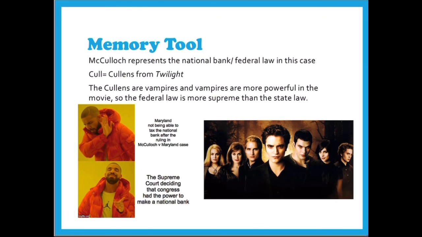So a fun way you can remember this case is to remember that McCulloch represents the national bank, or the federal law in this case. And obviously Maryland represents the state and the state powers. So if you take the Cull out of McCulloch, you can think of the Cullens from Twilight, which are the vampire family, and the vampires are the most powerful in the movie. And therefore, the federal law is more powerful than the state law. It reigns supreme. So that's one way you can think of it.